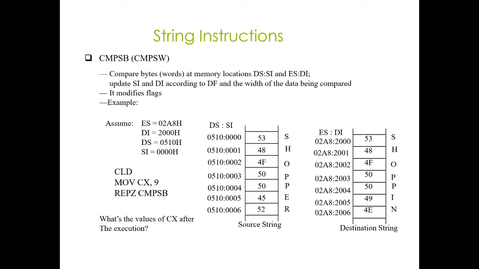CMPSB is for byte operation. For byte operation, SI and DI are incremented or decremented by 1. The instruction CMPSW is for word or 16-bit operation. SI and DI are incremented or decremented by 2 for word operation. Object codes for CMPSB and CMPSW are A6 and A7 respectively.